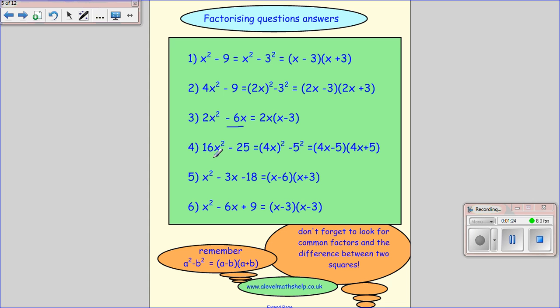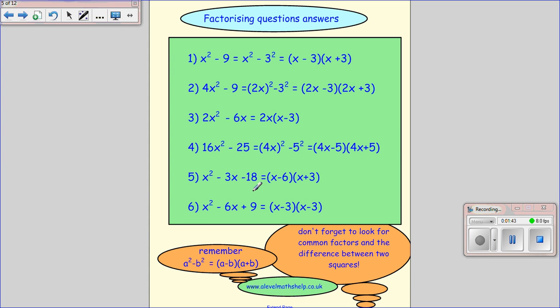Again, another difference of two squares. So here can you see that the 16x squared is the same as 4x squared minus 5 squared. And so we have a is 4x and b is 5. So 4x minus 5 and 4x plus 5.